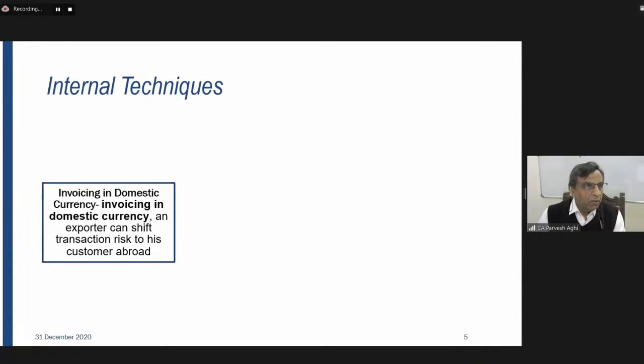So the second is invoicing in domestic currency. By doing so, you're totally out of this foreign currency risk business. Hardly is it allowed by your customers, but if your customer is willing to go for it, you can do that. So an exporter can shift the transaction risk to his customer abroad. So basically, the risk which you are taking on your shoulders, you are now transferring to the shoulders of your customer. So how can it be done?